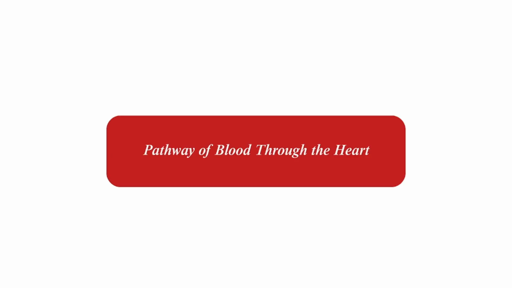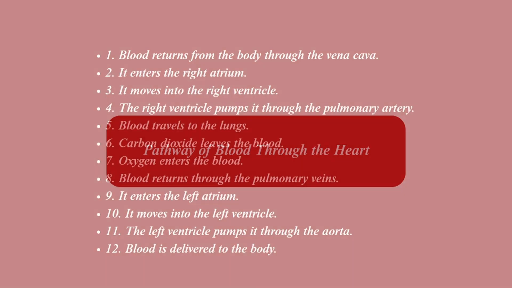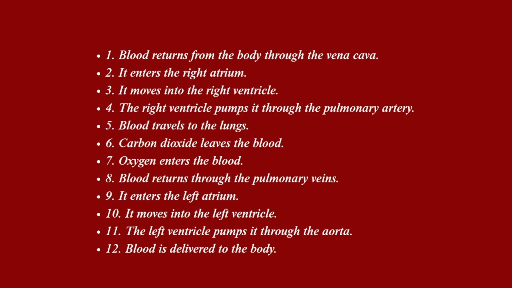Pathway of blood through the heart. Let's follow one drop of blood. Blood returns from the body through the vena cava. It enters the right atrium. It moves into the right ventricle. The right ventricle pumps it through the pulmonary artery. Blood travels to the lungs. Carbon dioxide leaves the blood. Oxygen enters the blood. Blood returns through the pulmonary veins.